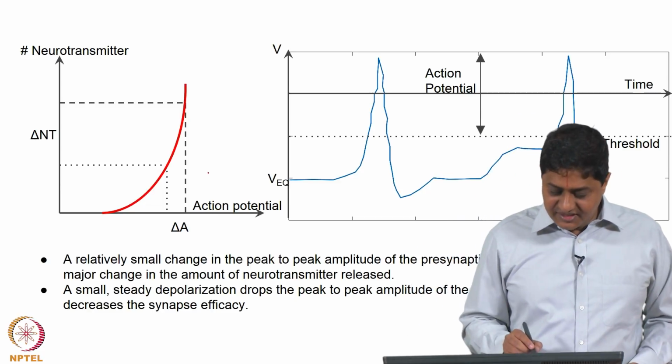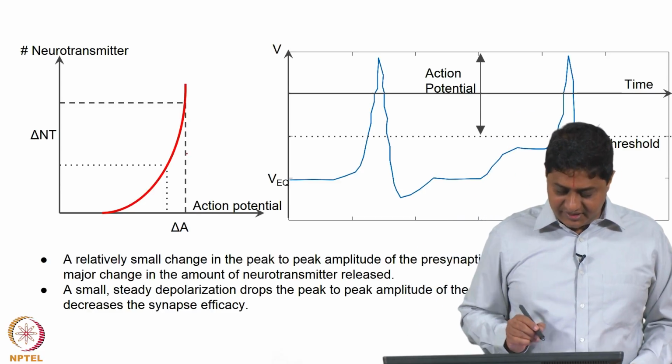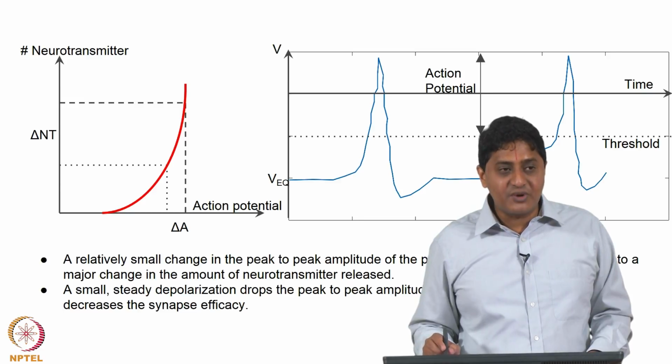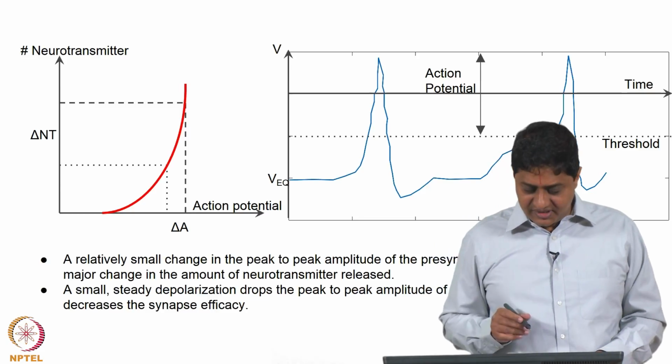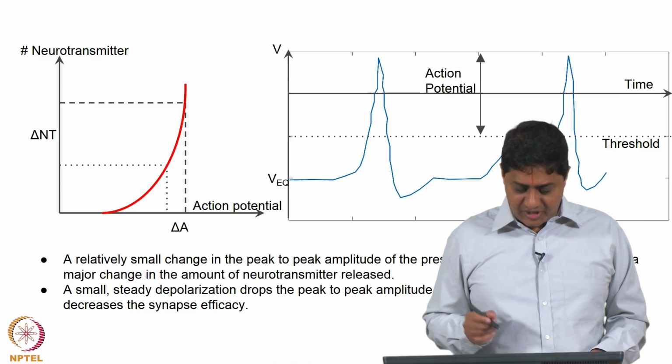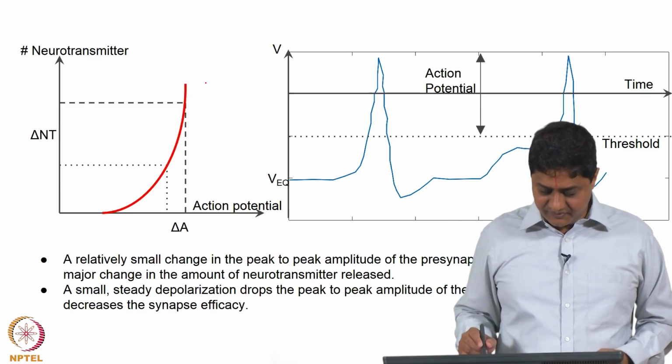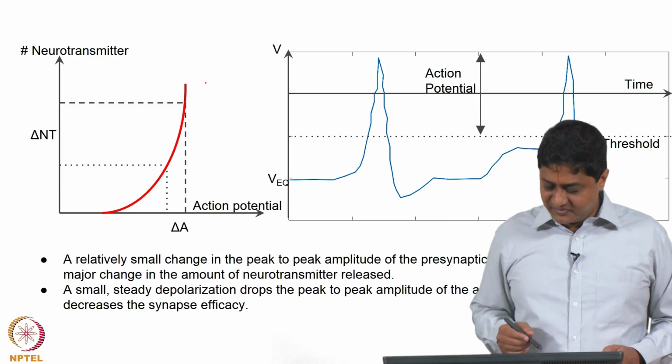The difference in the amount of neurotransmitter that is released depends on the difference in the peak to peak amplitude, that is what I was discussing. If the peak to peak amplitude of the presynaptic action potential is relatively small, then the amount of calcium that is released is also relatively small. So, this varies as a function that is shown here. For example, this is an example data.